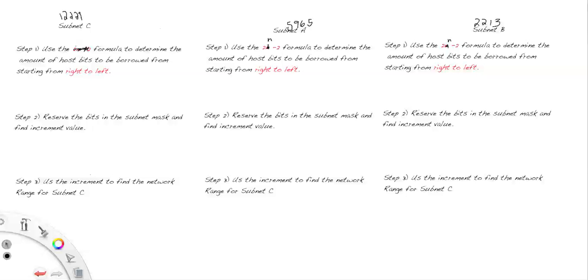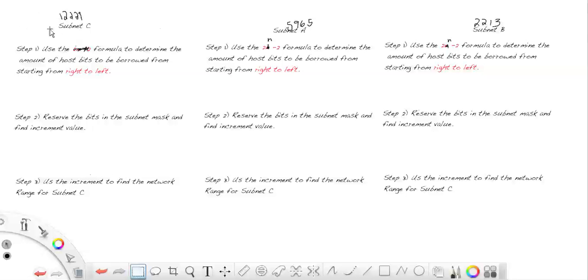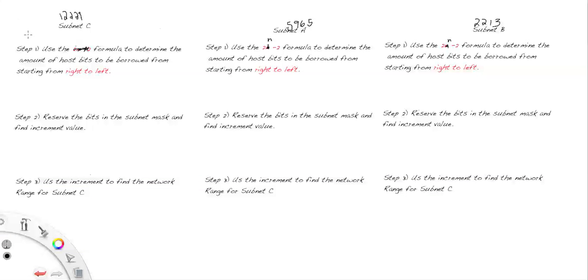Okay, so remember we're starting with the subnet with the highest requirement, and we're going to work our way down. So starting with subnet C, 12,229 addresses, we're given the IP address block of 148.164.0.0 and a subnet mask of 255.255.128.0.